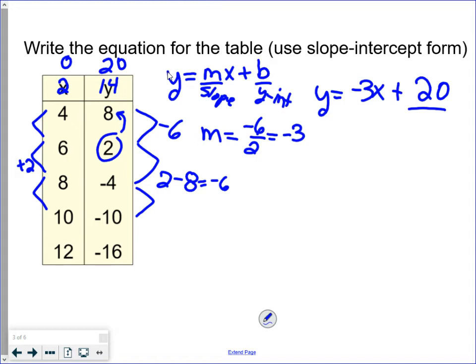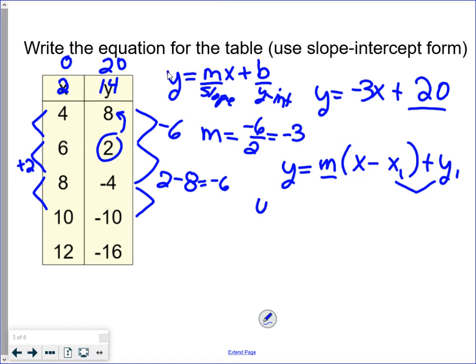Some of the tables have quite a ways, and working backwards would be a long process. So sometimes we want to use our point slope equation, which would have y equals our slope, times x minus our x1, and then plus y1. This is where we can plug in our slope, if we know our slope, and any point on the line. So here, we already figured our slope was negative 3.